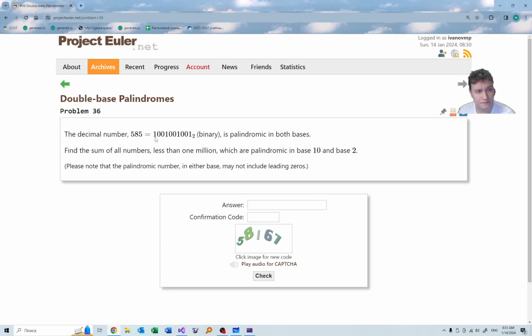Then, what do we do then? We simply check the palindromicity. I see. So I think we can iterate over all palindromic decimal numbers, and then check if they are palindromic in binary.